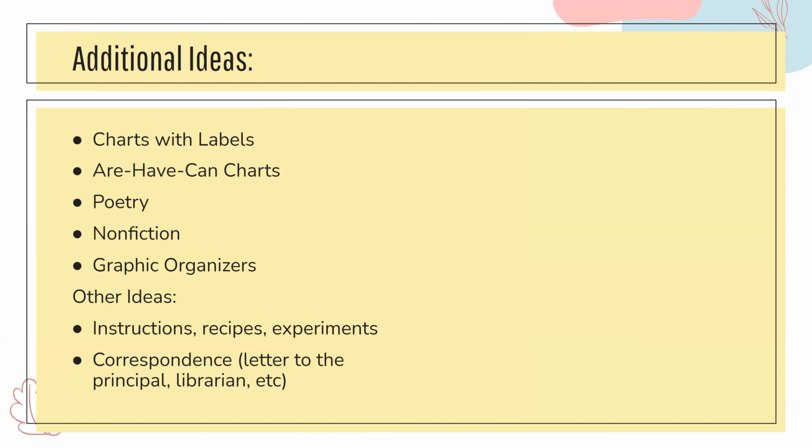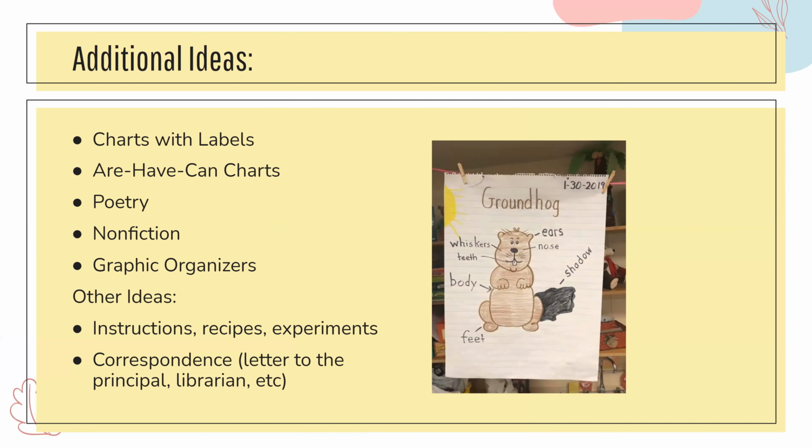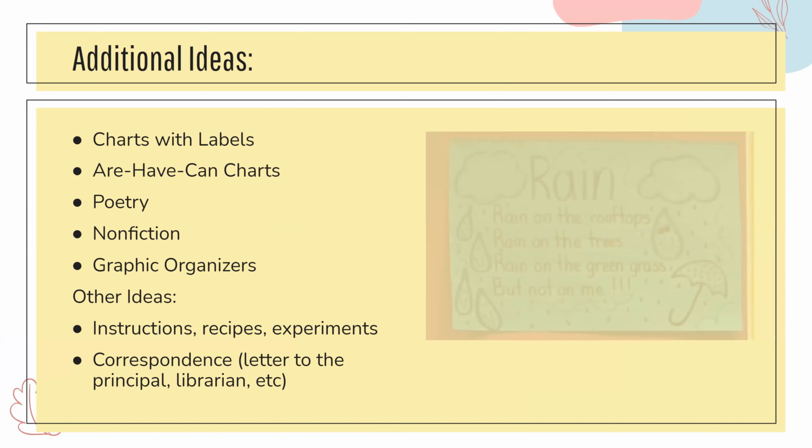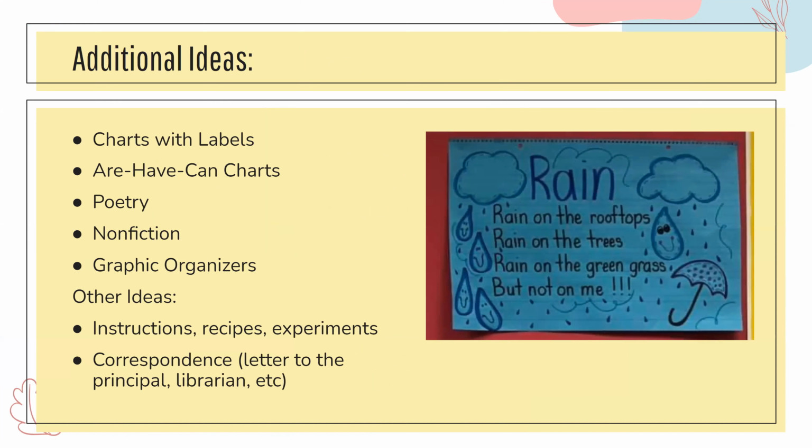Additional ideas include charts with labels, or charts where you might pick an animal or a specific topic and talk about what they are, what they have, and what they can do. Other ideas include reading poetry, even if it's just a short poem that you may have written on a piece of chart paper. This is a great way to incorporate a variety of genres of text.